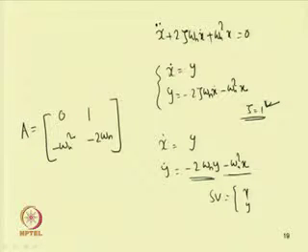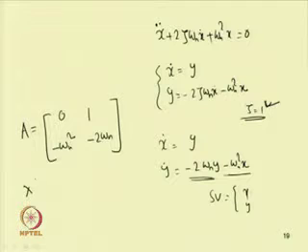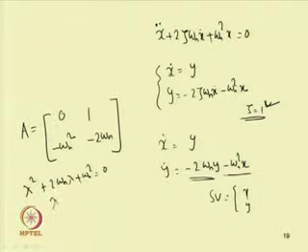So, our auxiliary equation, or eigenvalue equation, we can obtain by taking the determinant of A minus lambda I equal to 0. By taking that, we get lambda square plus 2 omega n lambda plus omega n square equal to 0. From this we see that lambda 1 equal to minus omega n, and lambda 2 is also equal to minus omega n.